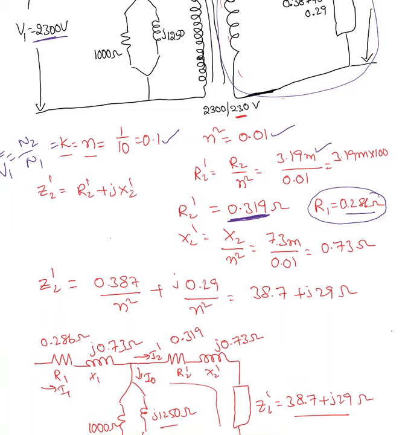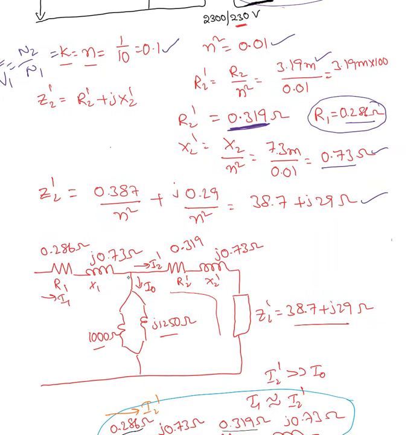Now X2 prime equal to X2 over N square, which is j 0.73 ohm. And the load impedance on the primary side, 0.387 over N square plus j 0.29 over N square, which is 38.7 plus j 29 ohm. So this is the complete circuit after transferring everything onto the primary side.